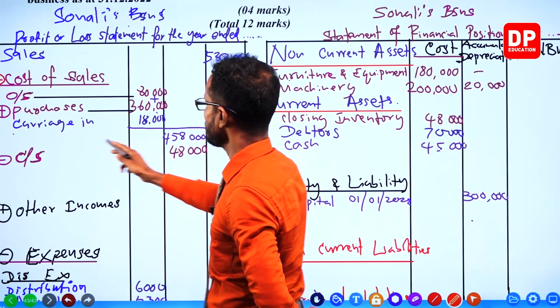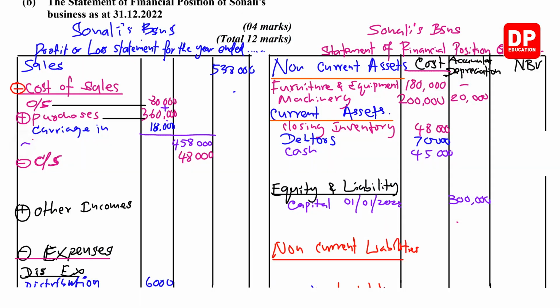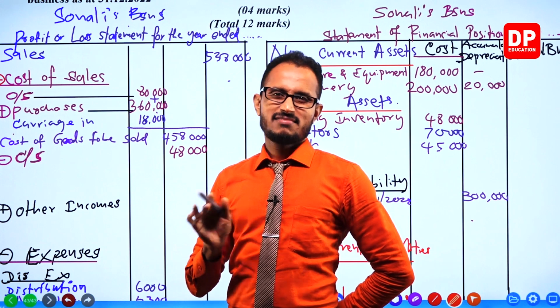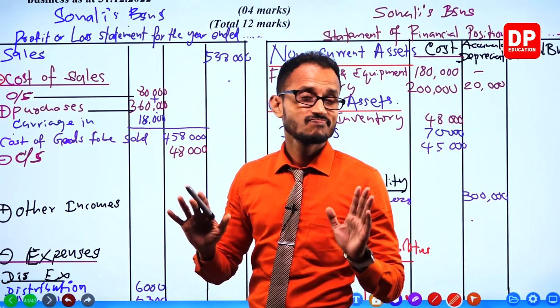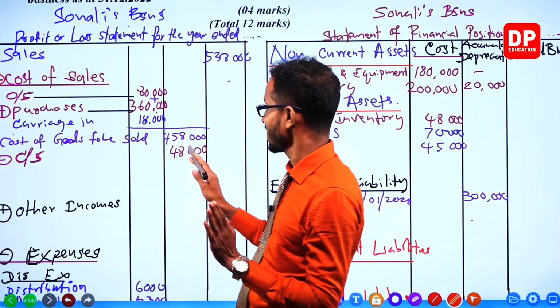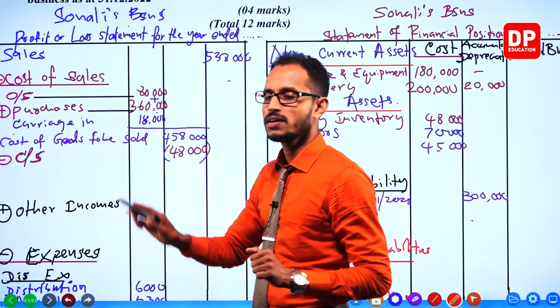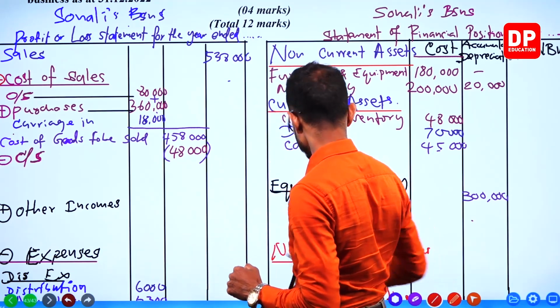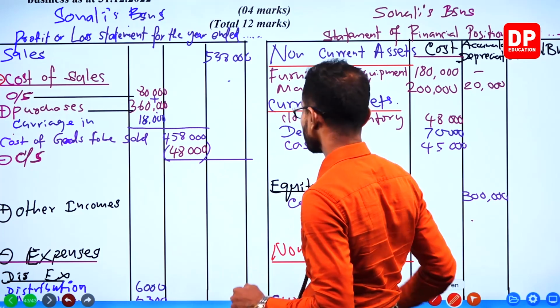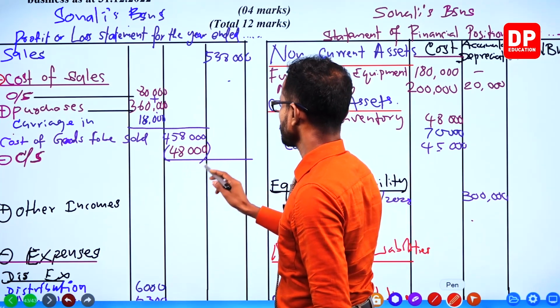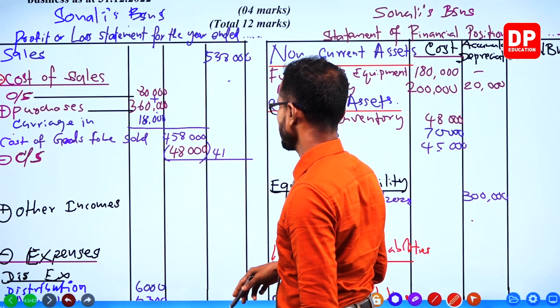That must be named as cost of goods to be sold. Things that you miss. I don't like to miss things, right? Now, you subtract the closing stock. Take the answer to the next column. 458 minus 48, it's 410,000.